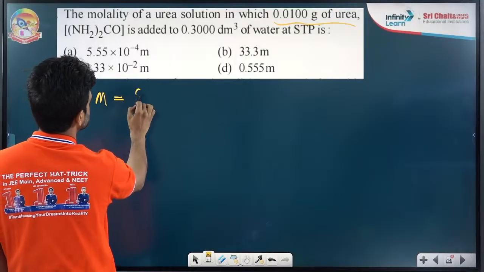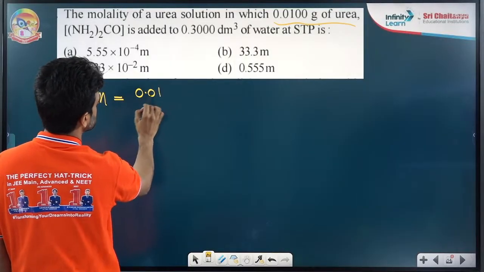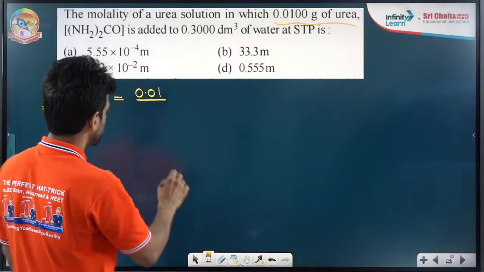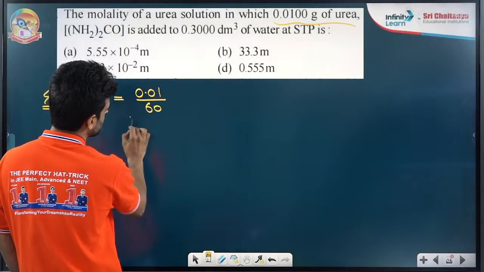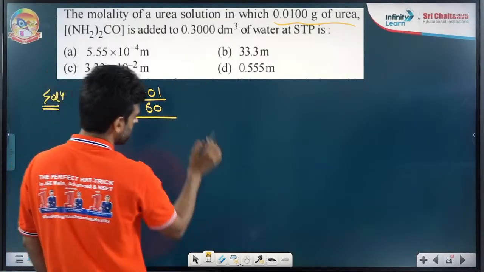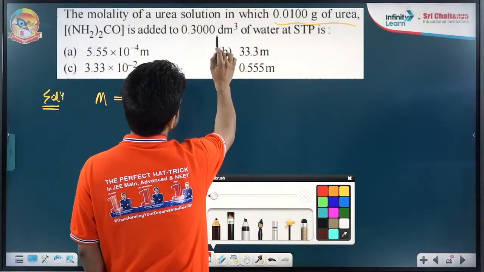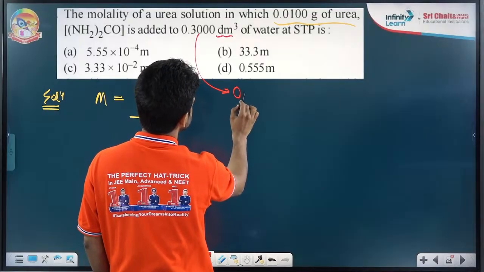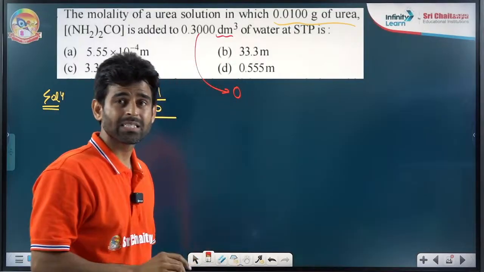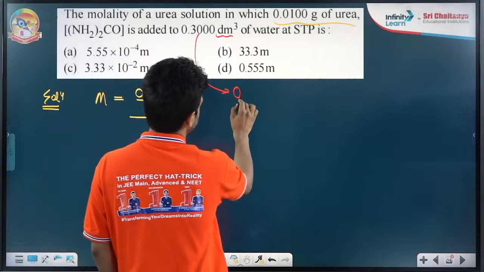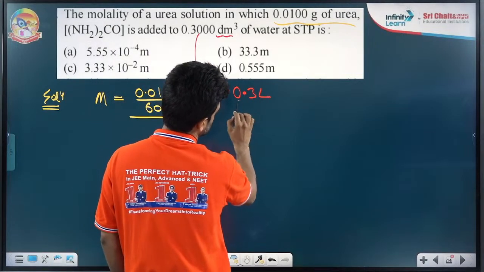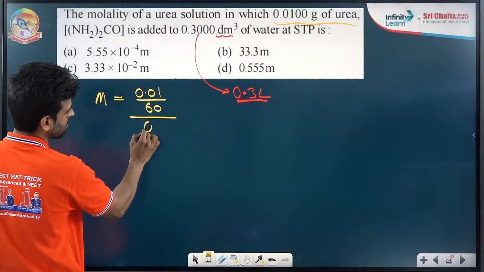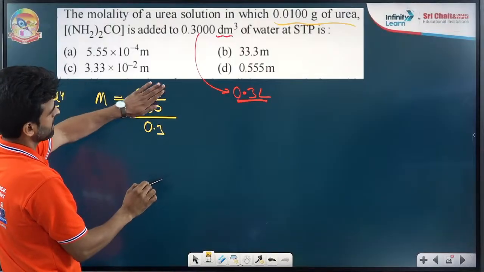Molarity is what? The weight of urea given, 0.01, divided by the molar mass, we have to find the moles, no? Moles is divided by 60, the molar mass, and divided by what? Remember, maybe a little new for you, it is decimeter cube. Decimeter cube means liter. So they are saying here we have 0.3 liter. Maybe some students can get confused here. It is 0.3 liter, right? So I will divide by 0.3. So moles of solute divided by volume.